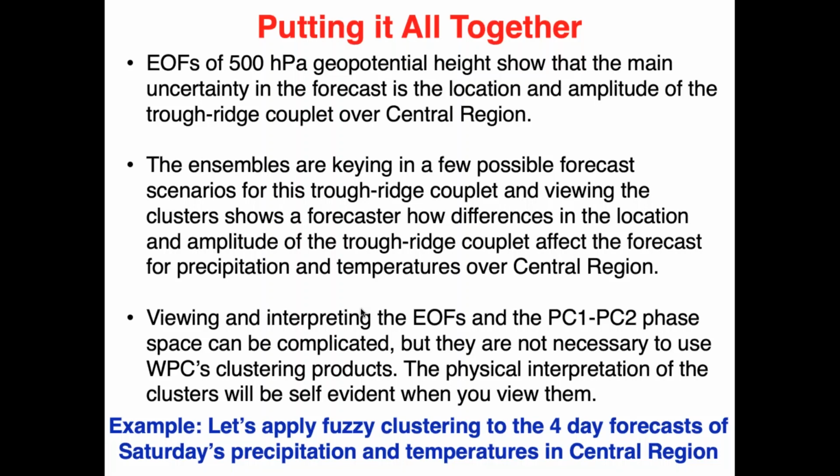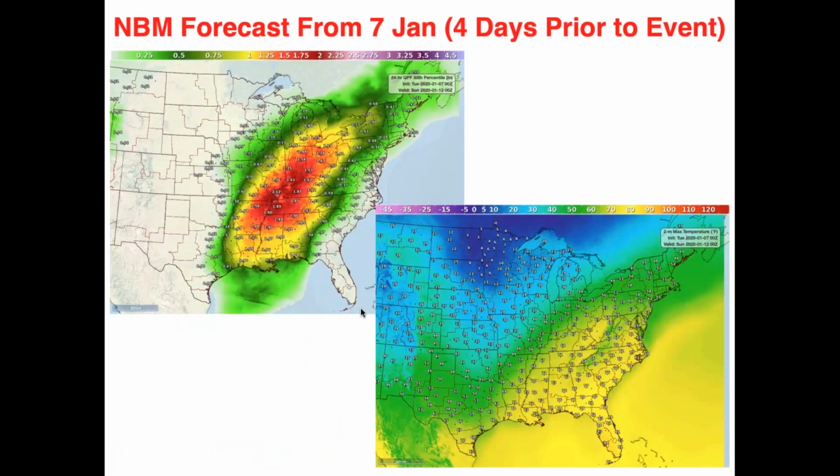again, for Saturday's precipitation and temperatures in central region. So here's the NBM forecast from yesterday, 4 days prior to the event. You can see it started to increase precipitation amounts in that corridor from central Illinois to southern Michigan. So now about an inch of rainfall is being expected. And again, it started to warm up temperatures ahead of that front, but also cool temperatures a little bit further behind the front.